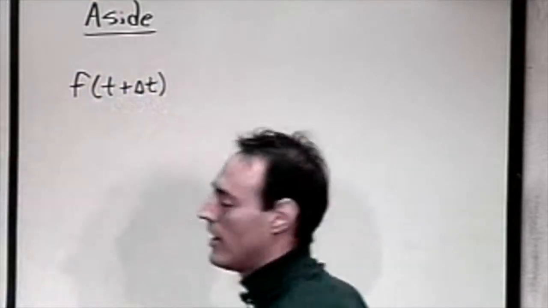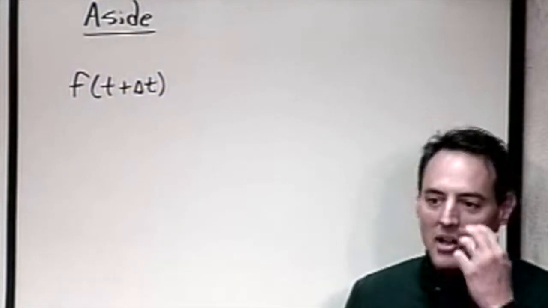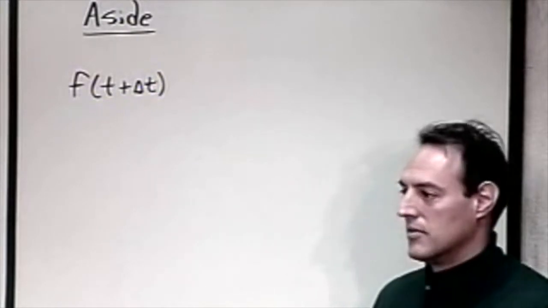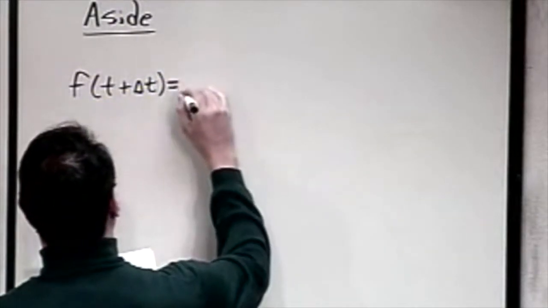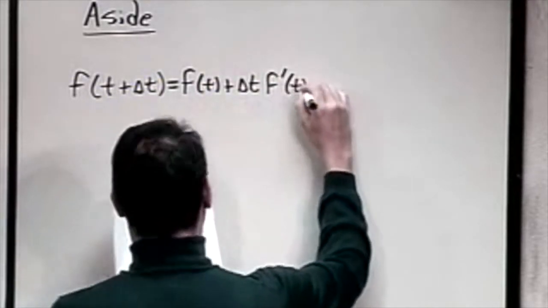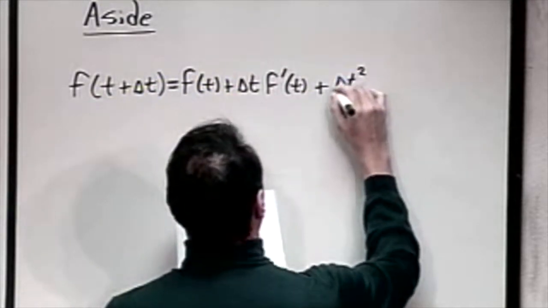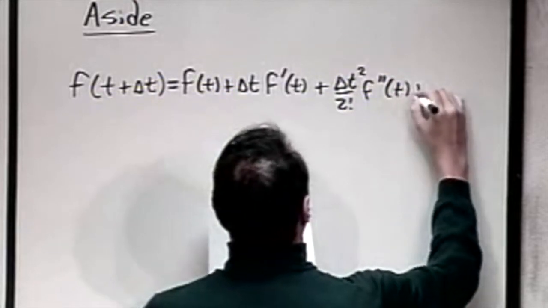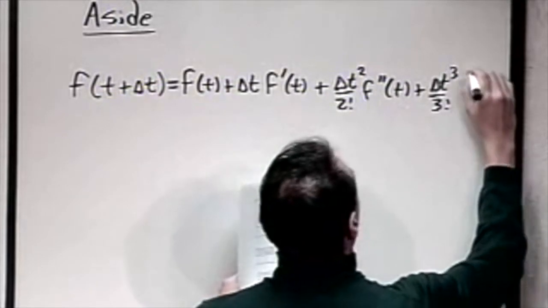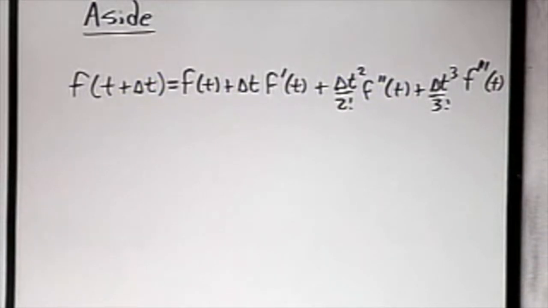I am going to Taylor expand that. Okay, so you can say, well, what does that have to do with my problem? I take a generic function at t plus delta t, and I'm going to Taylor expand it around f of t. Well, let's just write down what we get. f of t plus delta t, f prime of t plus delta t squared over 2 factorial, f double prime of t plus delta t cubed over 3 factorial, f triple prime of t. Actually, we're going to cut it off. We're going to do exact Taylor expansion.